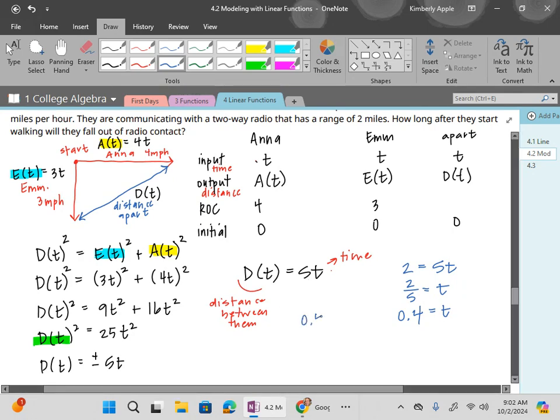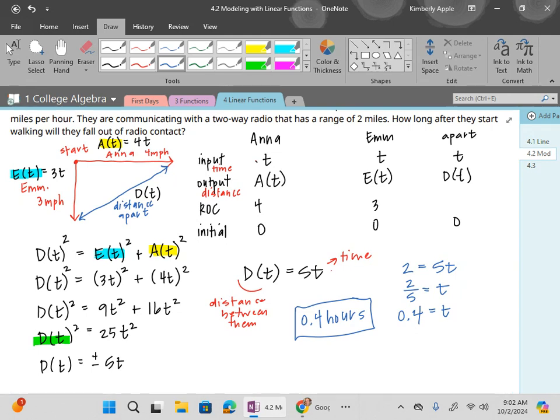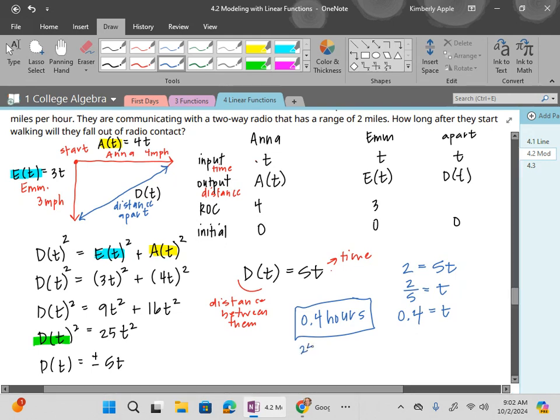So 0.4 hours. And if you want to translate that into minutes, it'd be 60 minutes times 0.4, so about 24 minutes. They're going to stay in radio contact for 24 minutes.